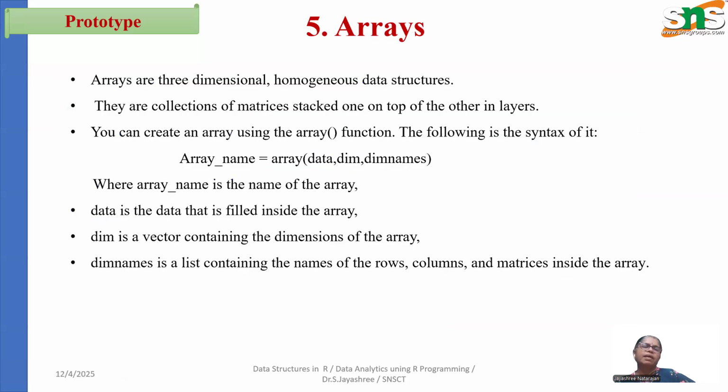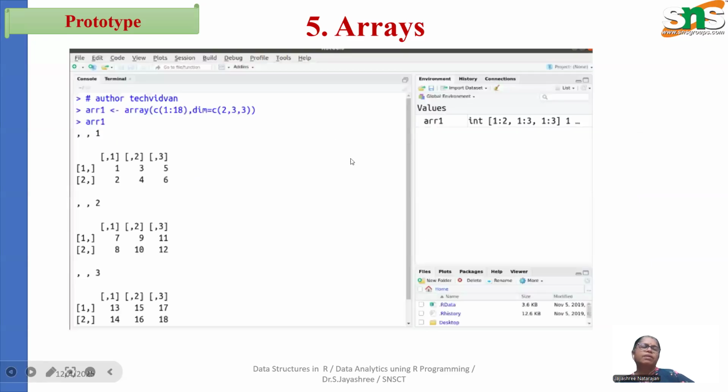What is an array? An array is three-dimensional. So an array is a three-dimensional homogeneous data structure like a matrix. The function is the array function, array of data, dim, dimnames. Okay, right. Look into this array. Array of c of 1 to 18, so there are 18 elements. Now it is my dimension. dim equals c of 2, 3, 3.